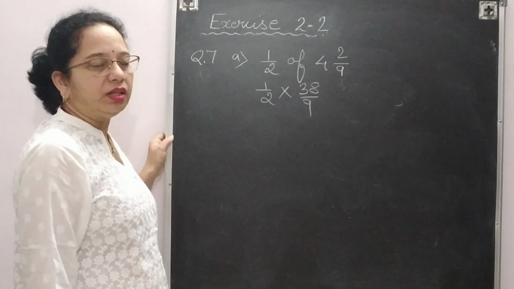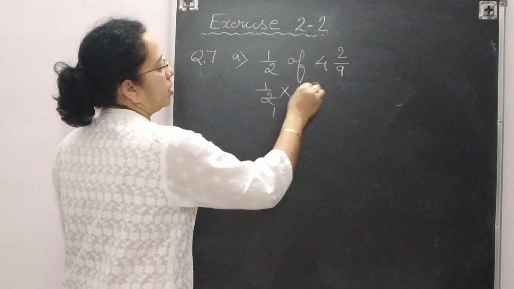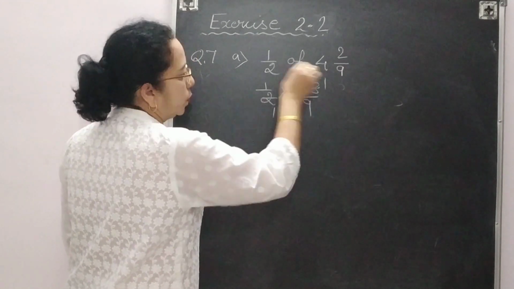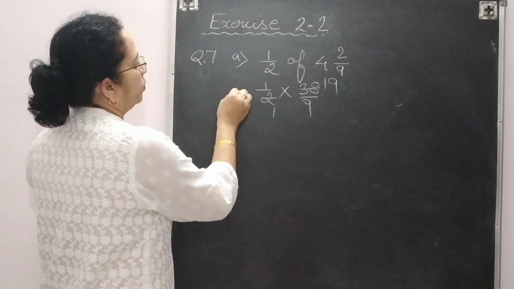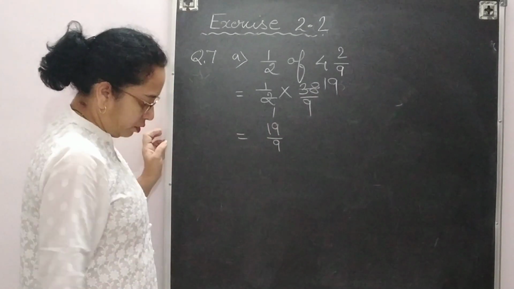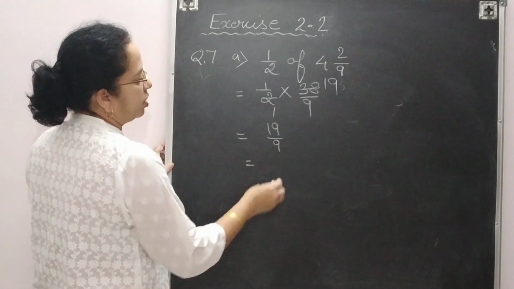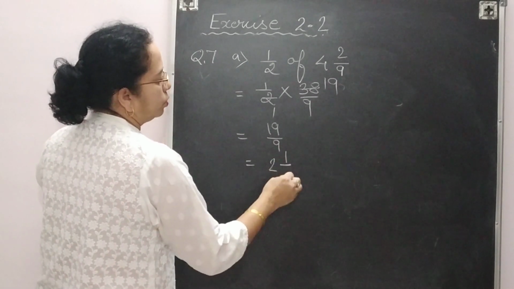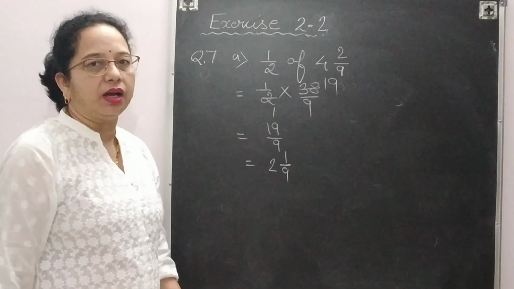So here can we cut the numbers? Yes. 2 1s are 2 and 2 1s are 2, 2 9s are 18. So the next number will be 19/9. So we will convert this into mixed fraction. 9 2s are 18. So 2 and 1/9 is the answer.